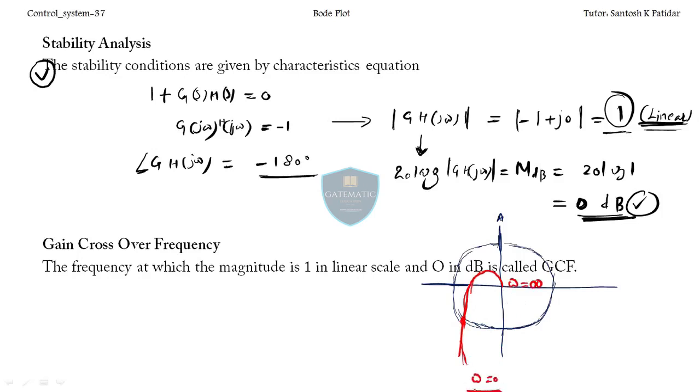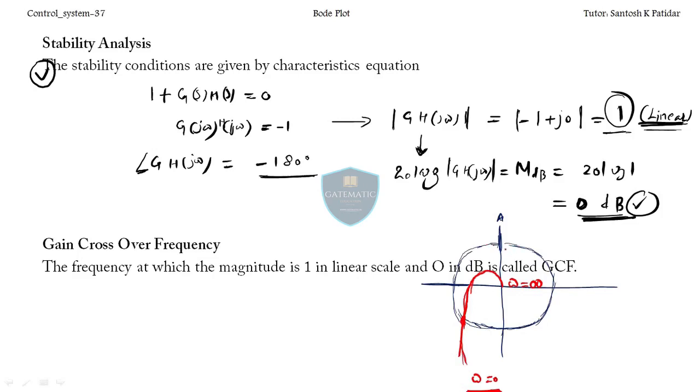Later we'll discuss this, don't worry. But for understanding the gain crossover frequency, you have to remember this. This is the plot I'm talking about. The gain crossover frequency is the frequency at which the magnitude is 1 in linear scale and 0 in dB. Where is the magnitude?